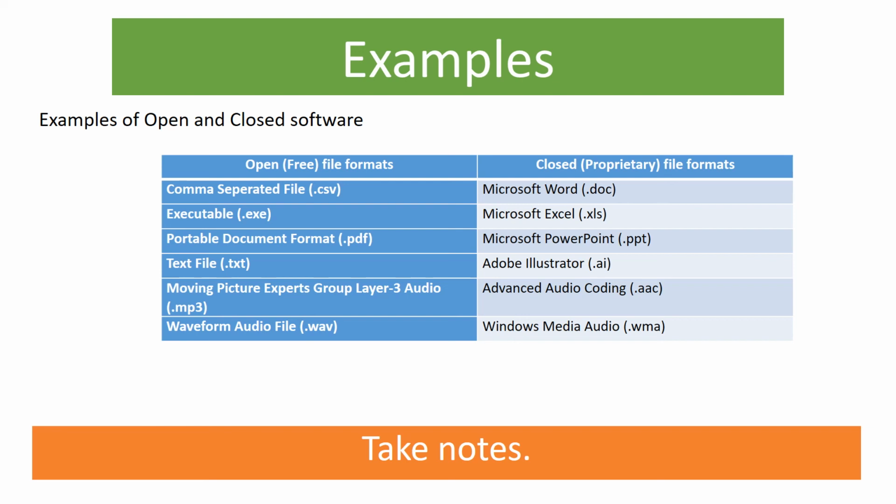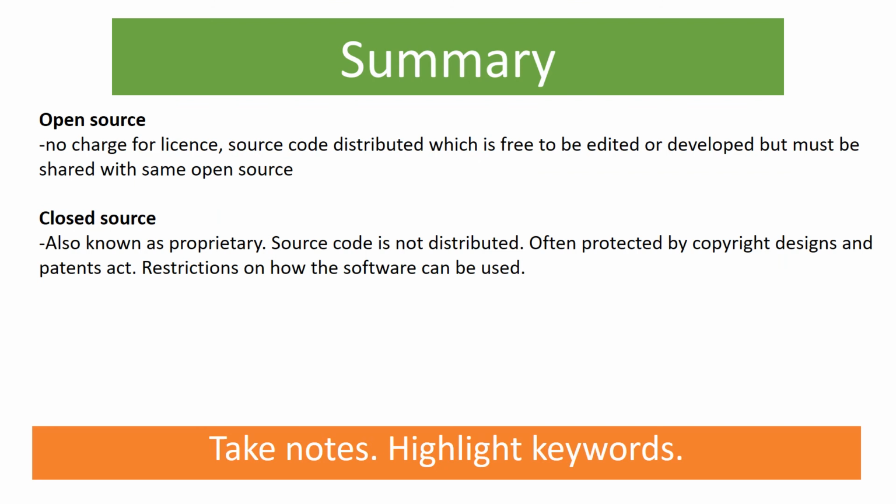Closed file formats include Microsoft Word, Excel and PowerPoint, as well as Adobe Illustrator and a few others. In summary, open source there's no charge for license, it's usually free to download, and the source code can be distributed, edited and developed. Closed source is known as proprietary software and the source code is not distributed, often protected by Copyright Design and Patents Acts, and there are restrictions on how this can be used.